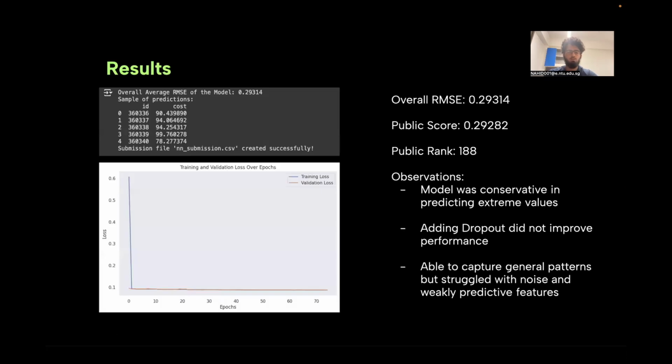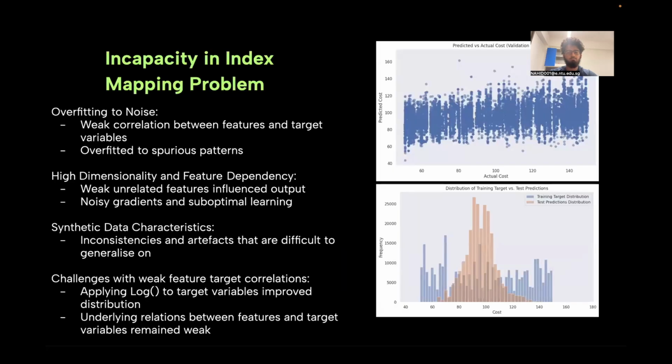Let's take a look at the results. The neural network achieved an RMSE of 0.29314 and a public leaderboard score of 0.29282, ranking it 188. While it captured general patterns effectively, the model was conservative in its predictions of extreme values, which is likely due to its regularization and reliance on weakly correlated features. Adding dropout layers to mitigate overfitting had little impact, indicating that the data's inherent challenges, such as noise, were more significant. However, the predicted distribution closely matched the training target, demonstrating reasonable generalization on non-extreme values.